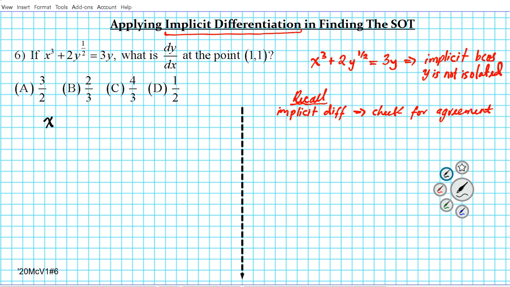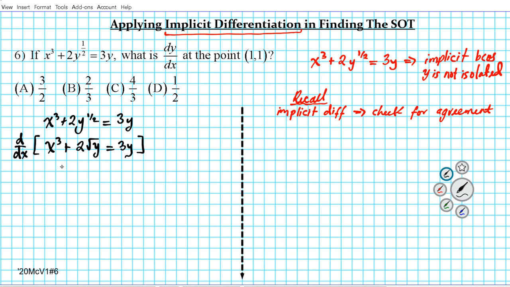So we have x to the third plus 2y to the 1/2 equals 3y. Now I'm going to rewrite this using radical format, so it's quicker. We can write this as x to the third plus 2 root y equals 3y. We're going to differentiate the entire equation with respect to x, so we want to find d/dx.